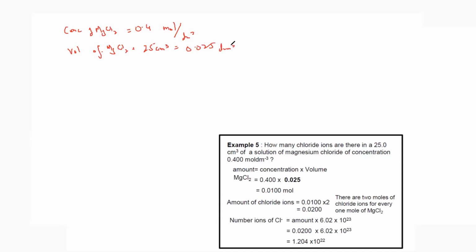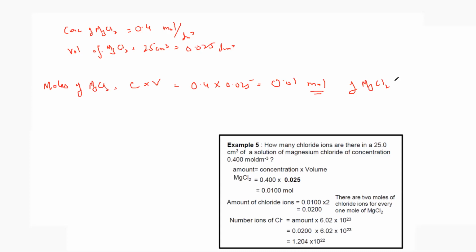So first, to get the total number of chloride ions, we should know the moles of magnesium chloride. Moles is concentration into volume. So concentration is given 0.4, volume is 0.025. When we multiply them, we'll get 0.01 moles. So these are the moles of magnesium chloride, but they're not asking for magnesium chloride moles.